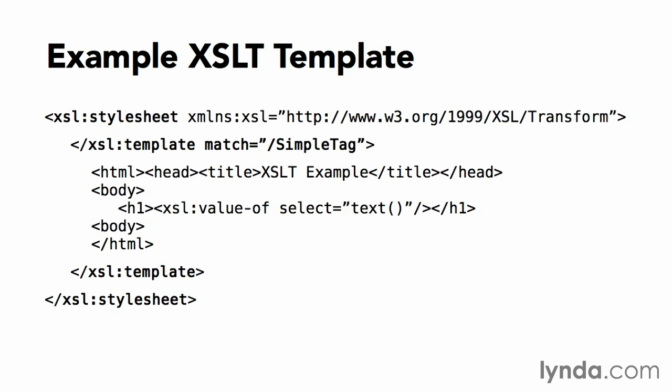Inside that tag, I would use the XSL value of tag to select, in this case, the text content of whatever the matched tag is. So in this case, the matched tag is the root tag of the XML document named simple tag. And whatever text is contained inside the simple tag is going to be inserted into the resulting HTML here. Okay, so that's a pretty quick example of how you define a style sheet. In the next chapter, we're actually going to take XSLT out for a spin and show you how various parts of XSLT work.